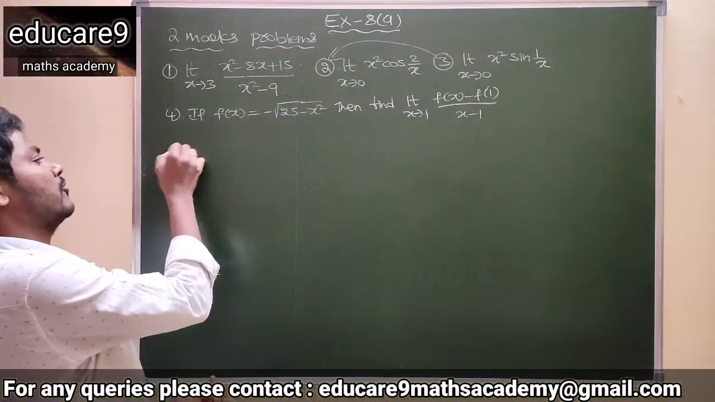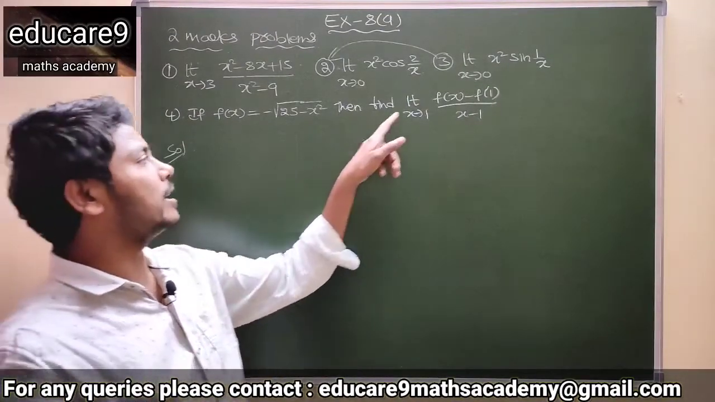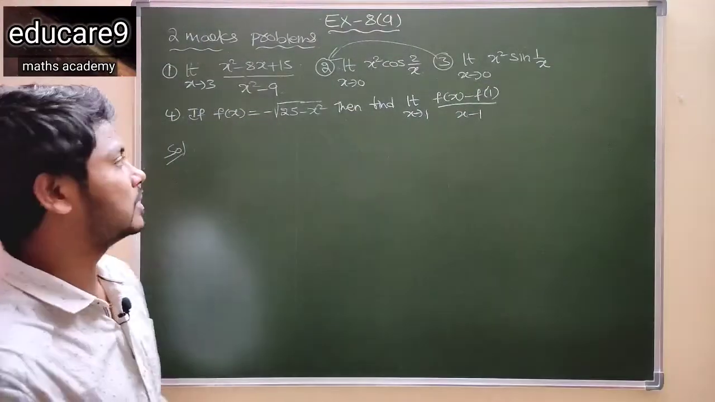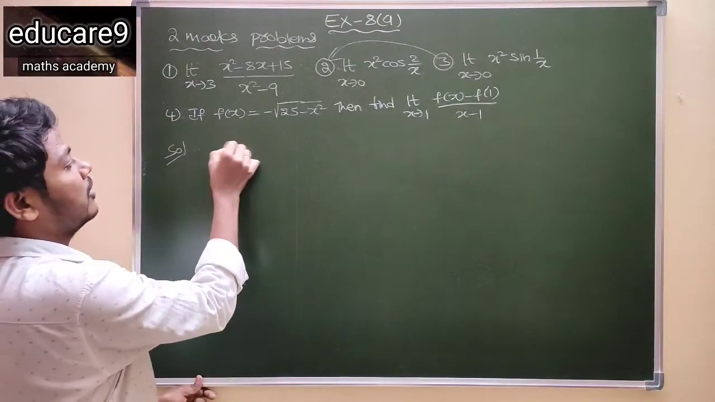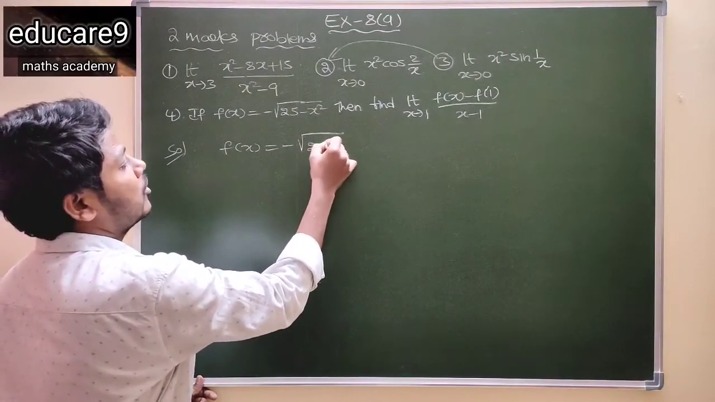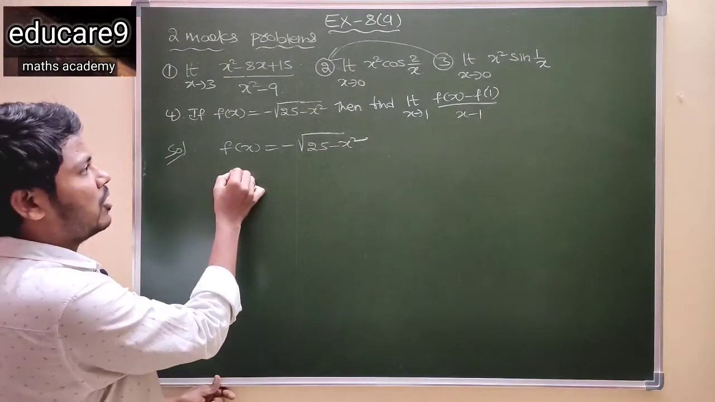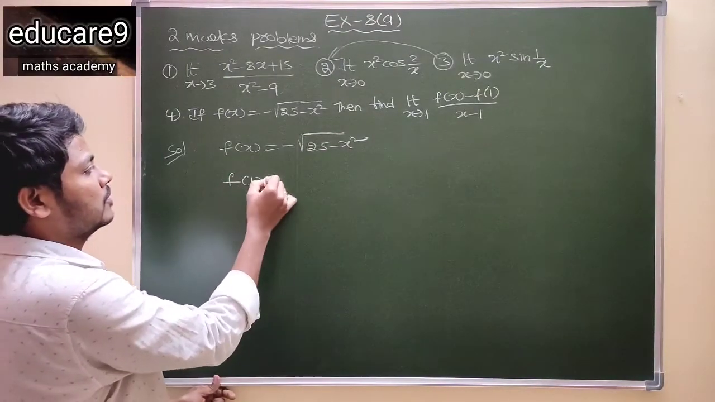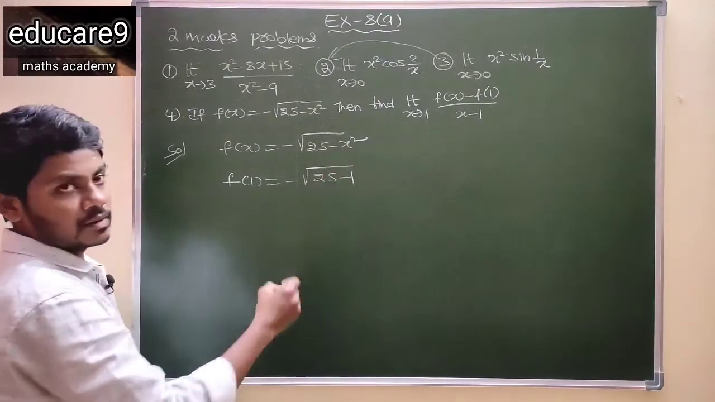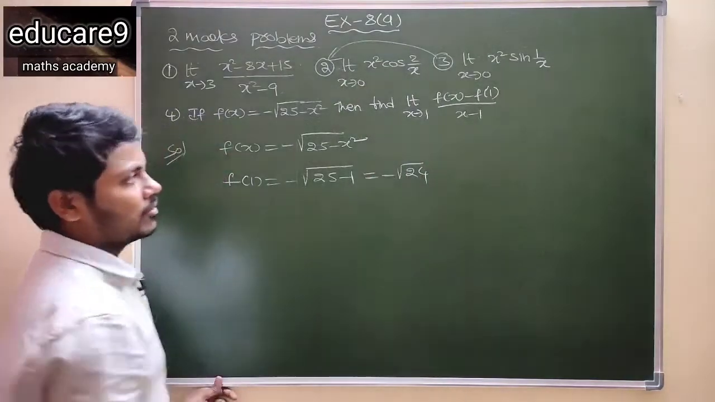Now see here, question number 4. Here f of x is given. Then find the limit as x tends to 1 of (f of x minus f of 1) divided by (x minus 1). So see here, first f of x is minus square root of 25 minus x square. And what is f of 1? This is minus square root of 25 minus 1. So this is minus square root of 24.